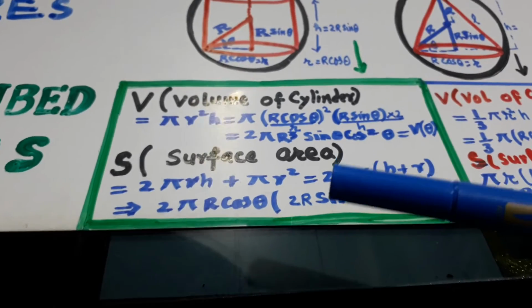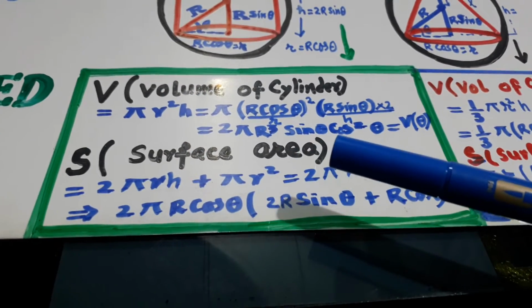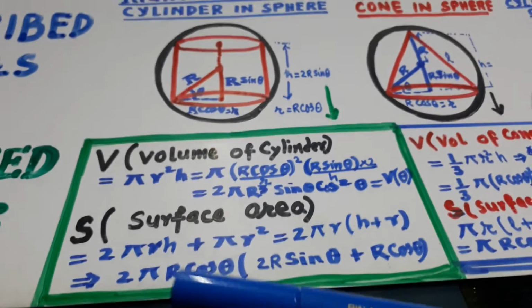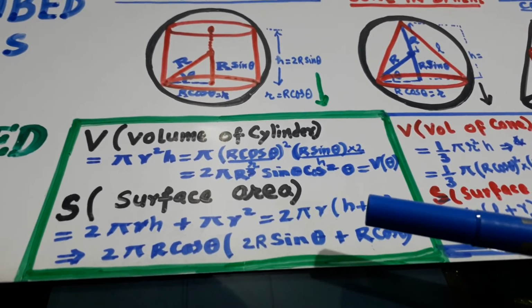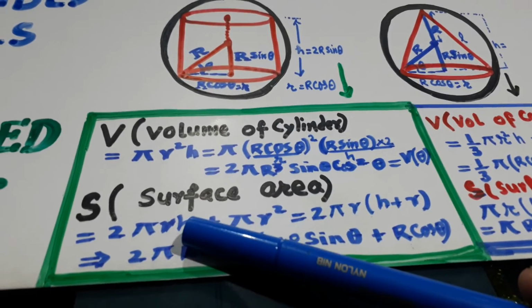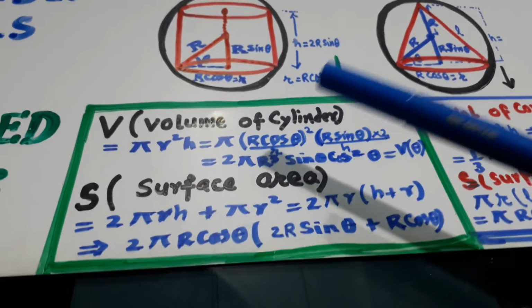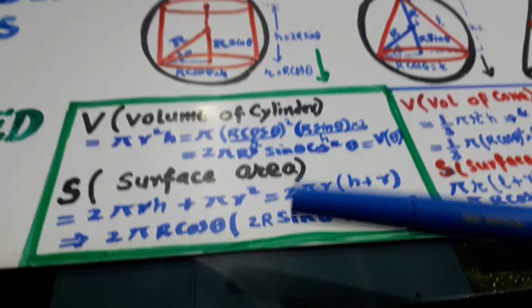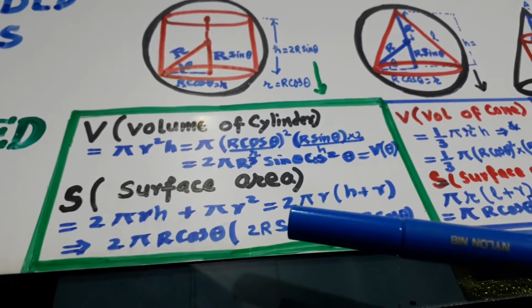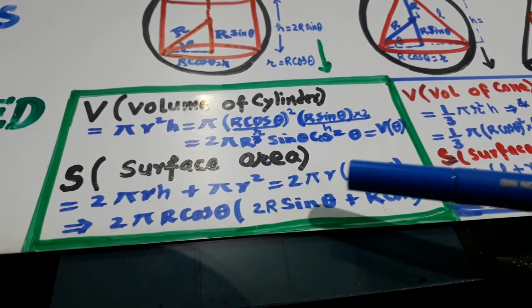Same way, surface area. We know that surface area is 2 pi rh plus pi r square. 2 pi rh is the curved surface area, pi r square is the base area. So on adding, we get this. Similarly, we can put the value of r and h.